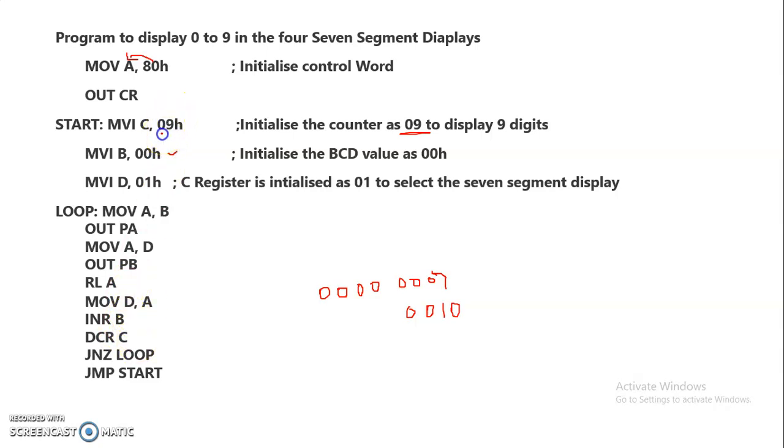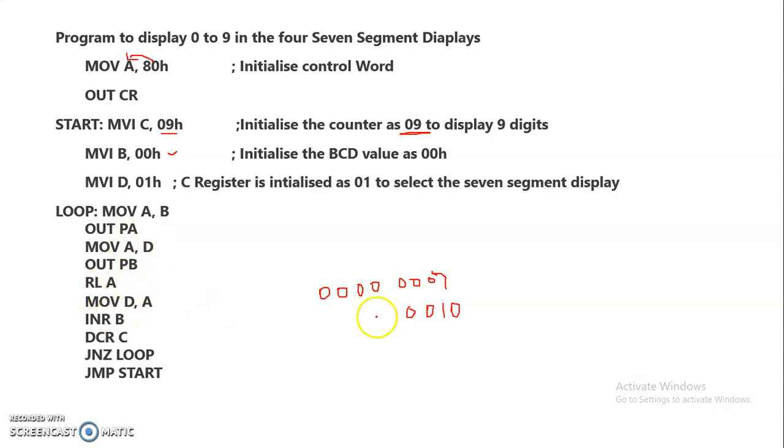Then decrement C. C is nothing but a counter, counting whether the digits 0 to 9 have been displayed. So we are decrementing C, then checking whether C has reached 0. If not, go back to the loop. Going back to the loop, from the B register the data is moved to the accumulator, then we send the data to port A. Then the D register data is moved to the accumulator, OUT port B.